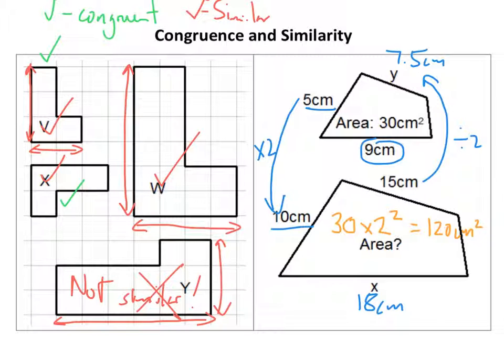Congruent means exactly the same, all the angles and the sides are the same length. Similar, or similarity, means that all the angles are the same, but the sides are being enlarged by a certain scale factor.